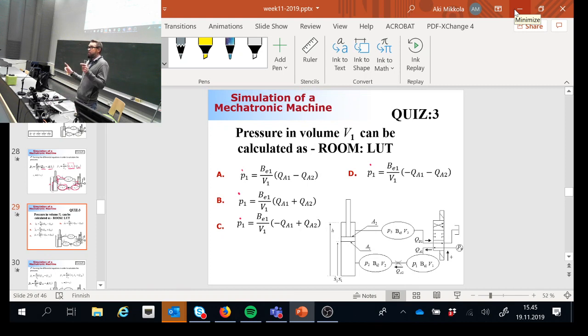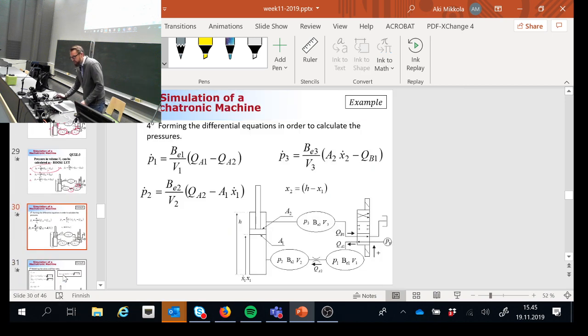Now let me close this example. And how is it that this first one is the correct option? Because the flow here is coming in. So if it is coming towards the volume, it is positive. And if it is leaving the volume, like this is leaving, then it is minus. So that's the difference. Okay, let me just close this example because there is something else that I would like to discuss with you. So that's the correct one.